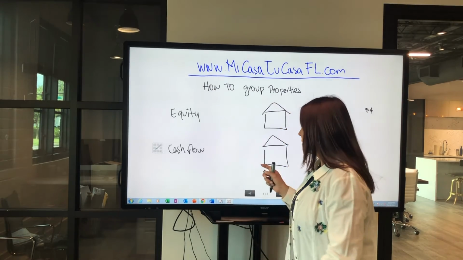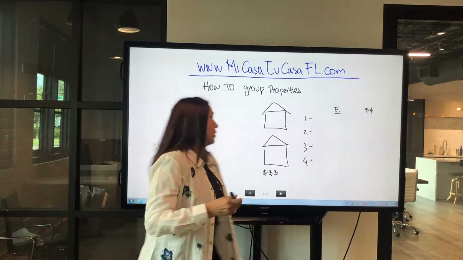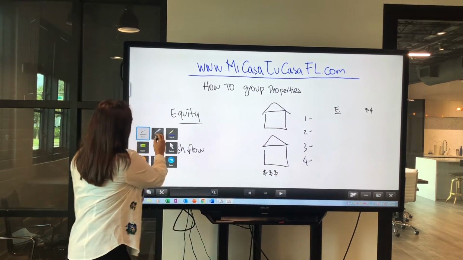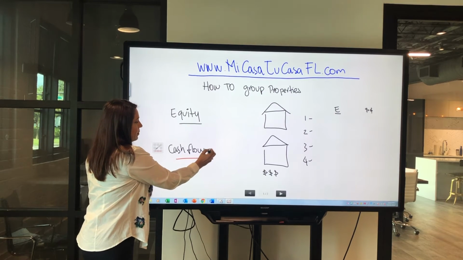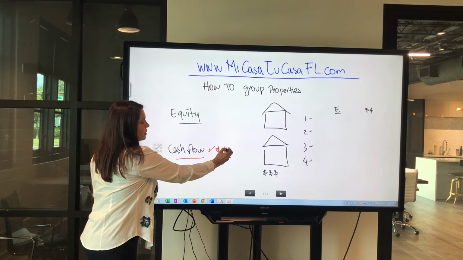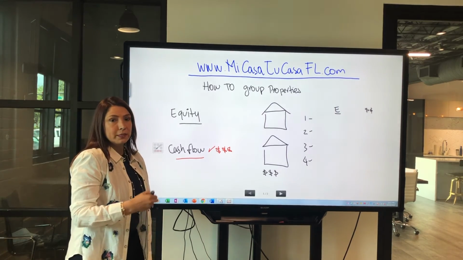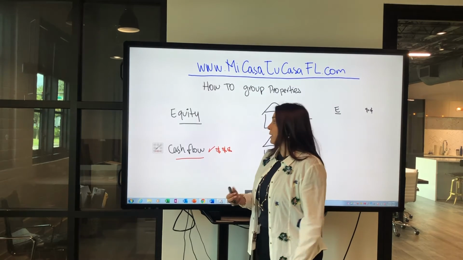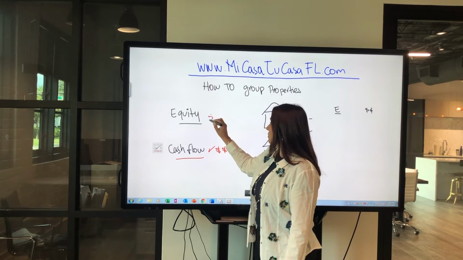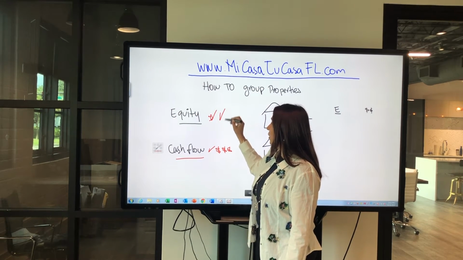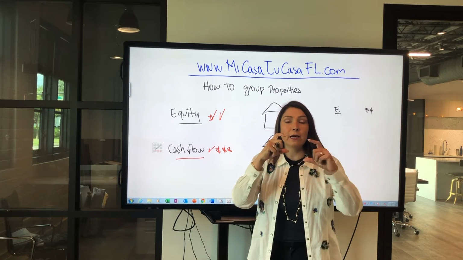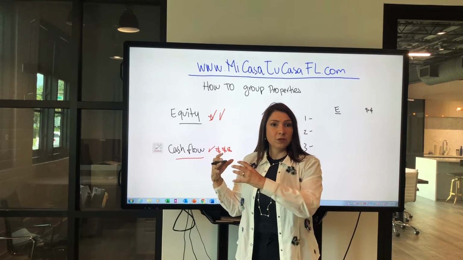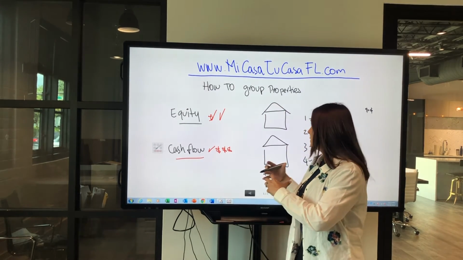In this example, we already talked about what equity is and what cash flow is. Remember, cash flow is the money you are receiving from the property, the money you are getting from the rent. And equity, as I mentioned before, is the value of the house, the amount of money that you have in it. Those are the two ways that you can set up those properties in the LLC.